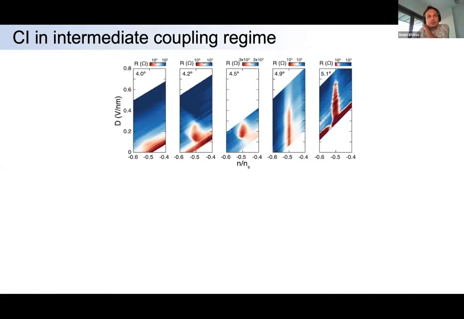What is the spacing between moiré sites, between the A sites, at 5 degrees? It's just a few nanometers, right? Yeah, it's around 3 to 4 nanometers. Okay. Right. Thanks.